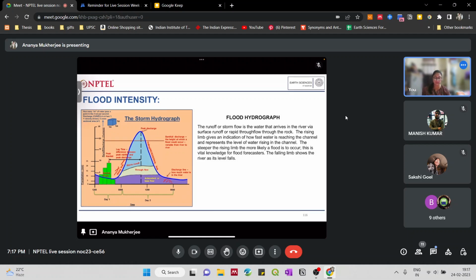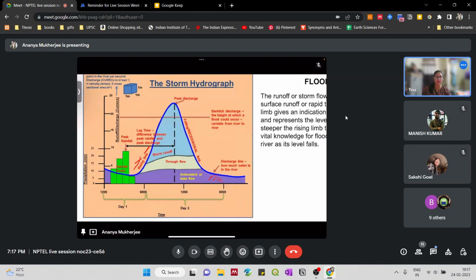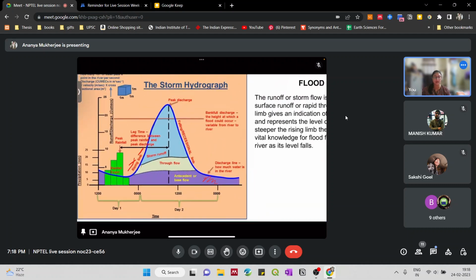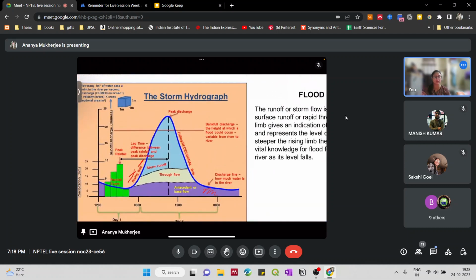Over here you can see bank full discharge is the level at which the flood could occur. This varies from river to river. Why does it vary from river to river? Because the discharge for a river will depend on the drainage density, the vegetation, the shape of the drainage basin, or the type of the drainage basin. So these affect the bank full discharge level of every river.